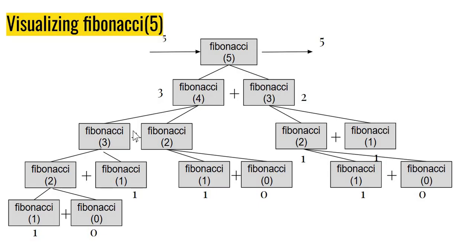But Fibonacci 4 itself will decompose into two recursions, so Fibonacci 3 and 2. 3 will decompose into 2 and 1. 2 will decompose into 1 and 0. But these being the base cases, I will return a 1 from here, I'll return a 0 from here, which means this value will be 1. 1 plus 1, this value will be 2.